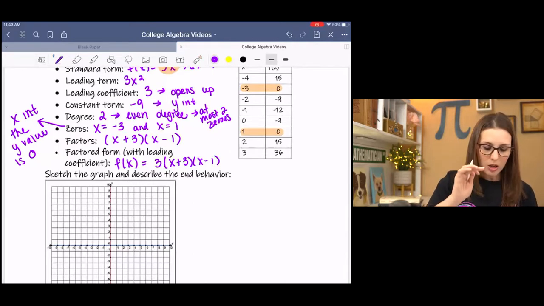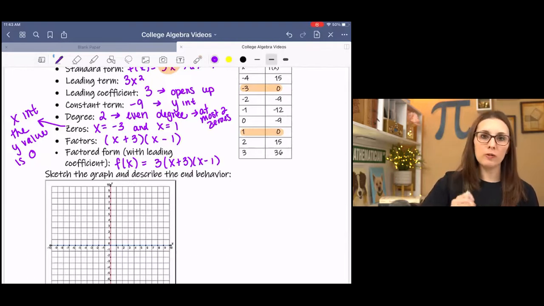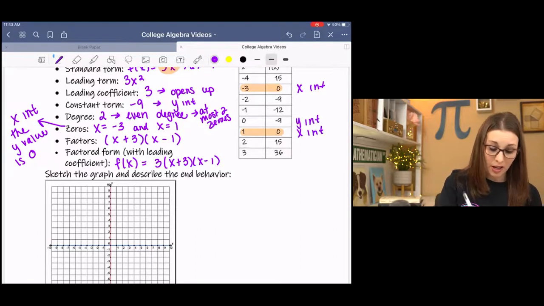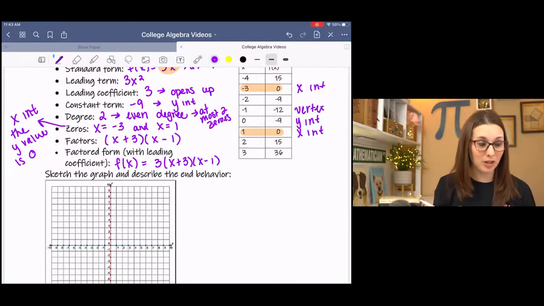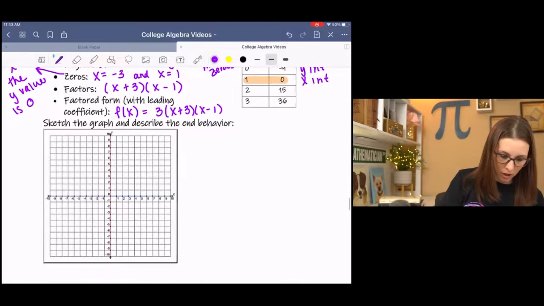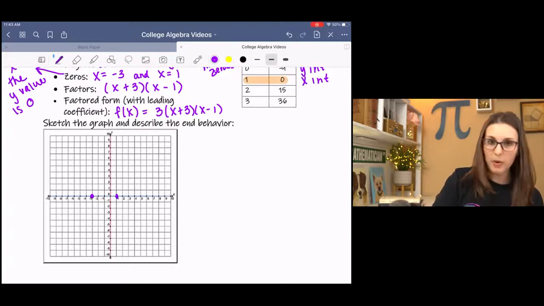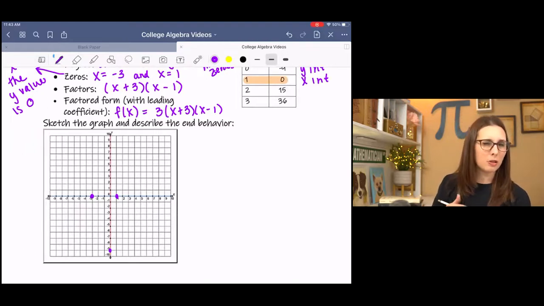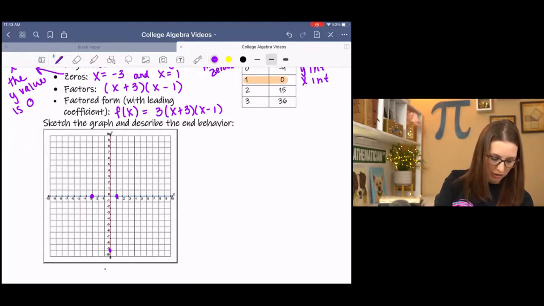If I note important information from my table, like the x-intercepts, the y-intercept, and even in this case a vertex, I can get a really good idea of what this looks like. So I'm going to go to -3, that's an x-intercept. Nope, I'm sorry, x-intercept. 0, -9 is the y-intercept. Sorry about that. And then the vertex is a little bit off the graph, but I can estimate where that is.